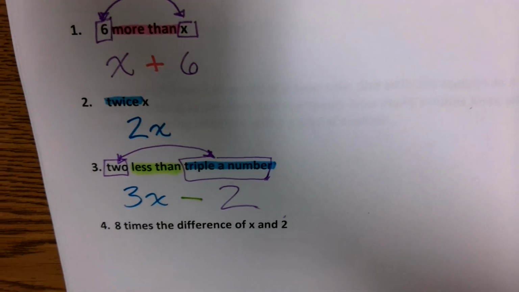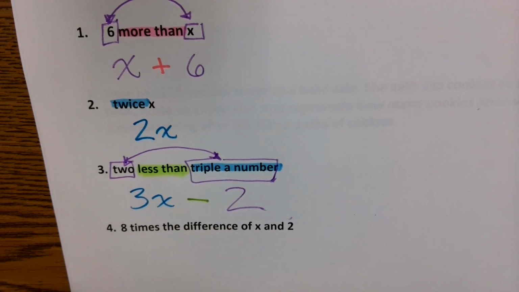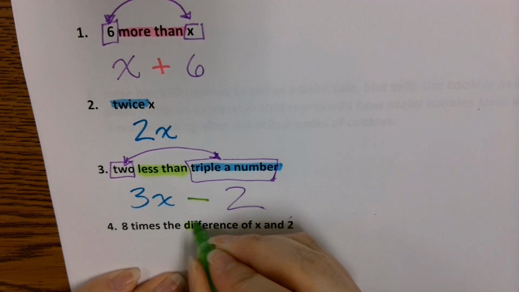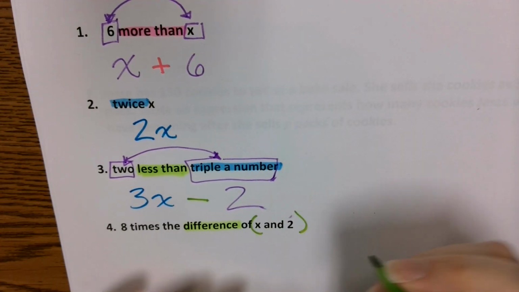Okay, number 4. 8 times the difference of x and 2. Anybody want to try that one? Okay, Mackenzie. Okay, good. Parentheses, she put x minus 2 in the parentheses because it is the word difference. Remember, difference does mean that it needs to have parentheses around those values. So you're putting parentheses around the x and the 2.